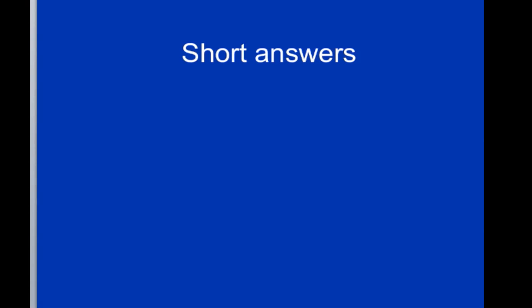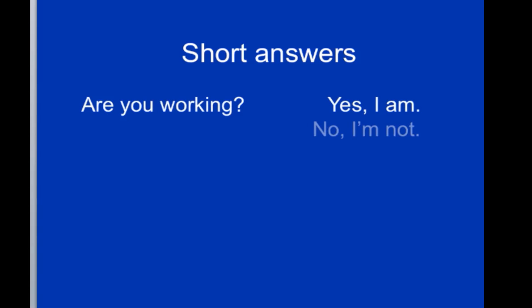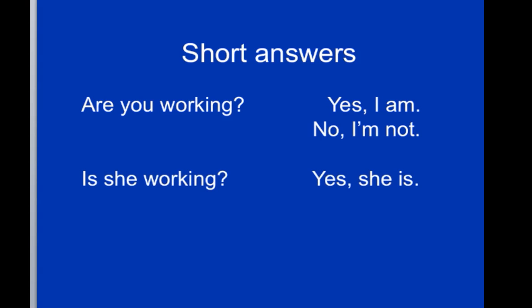We can say, yes, I am, or no, I'm not. For he, she, it, we have a different short answer. So, is she working? We answer, yes, she is, or no, she isn't, or no, he isn't, or no, it isn't. And of course, it's the same for we, you, and they. If we say, are they working? We would say, yes, they are, or no, they aren't.